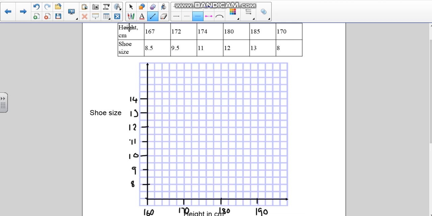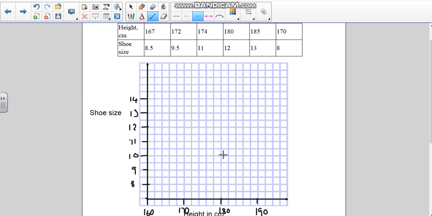So for this one we're looking at the height of men and their shoe size. The first one that we read across the top should normally go across the bottom. So I've got height in centimetres and I've started at 160 here and I'm going up in 2s. So I've got 162, 164, 166, 168 and then 170 and so on. And then the second line is shoe size and that goes up the side. I needed to go from 8 to at least 13, so I've gone 8 and then 2 squares 9, 2 squares 10 and so on.